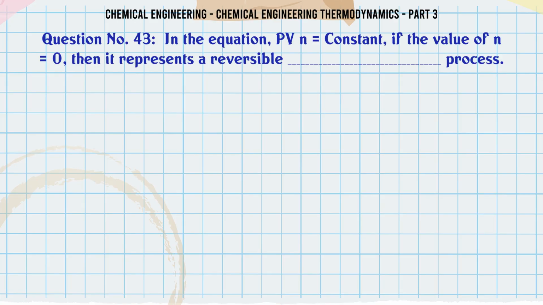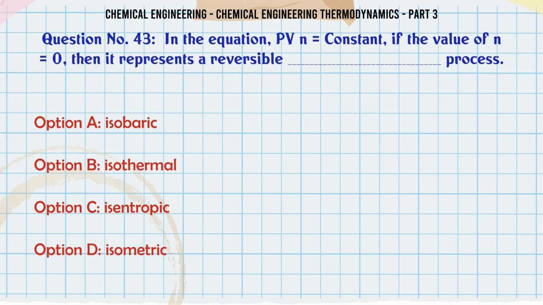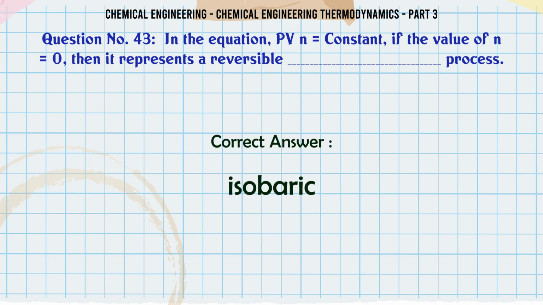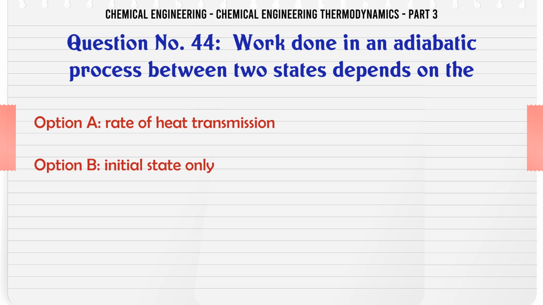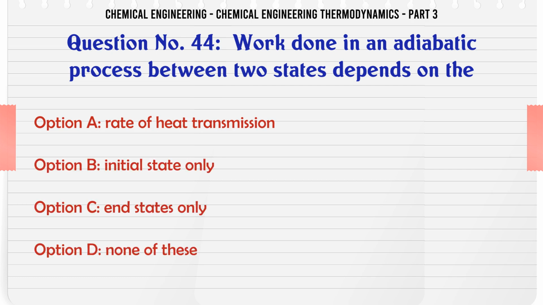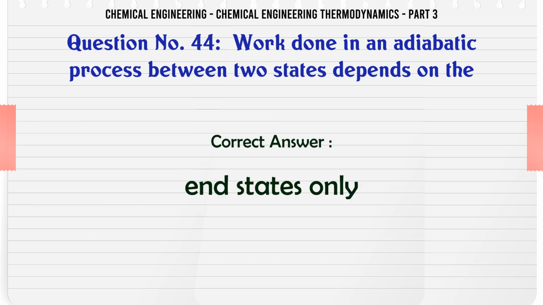In the equation PV^n = constant, if the value of n = 0, then it represents a reversible process. A. isobaric, B. isothermal, C. isentropic, D. isometric. The correct answer is isobaric. Work done in an adiabatic process between two states depends on the A. rate of heat transmission, B. initial state only, C. end states only, D. none of these. The correct answer is end states only.